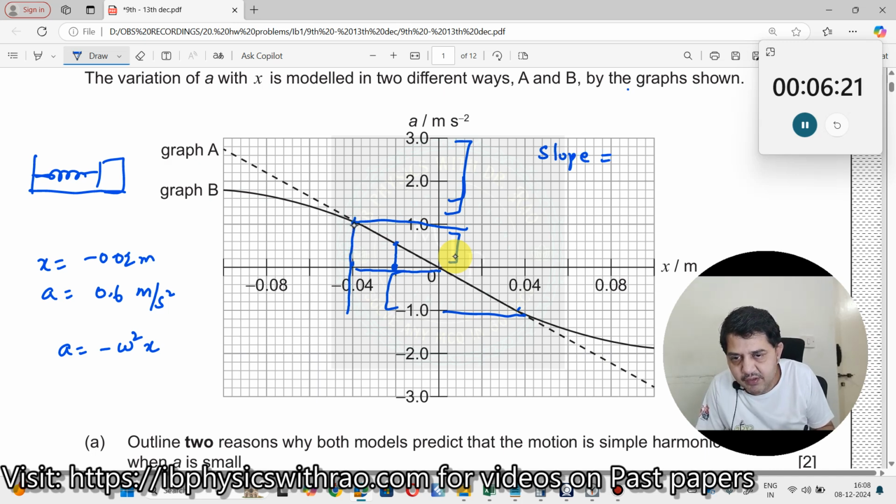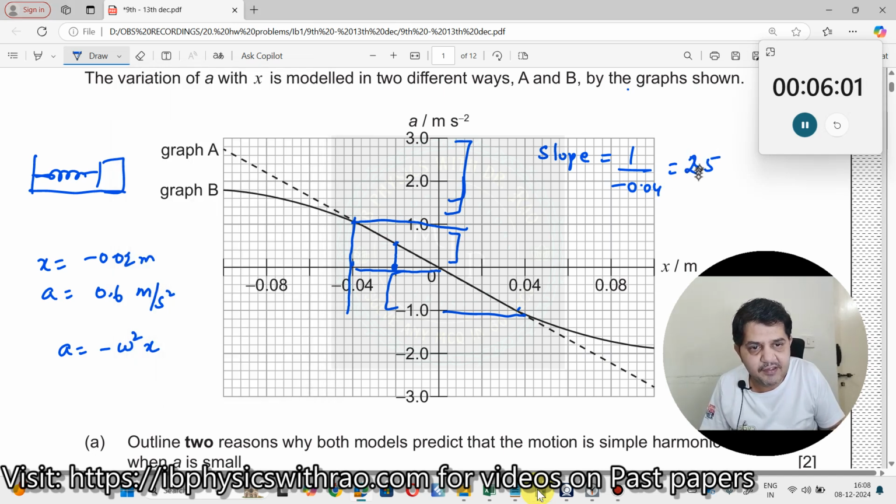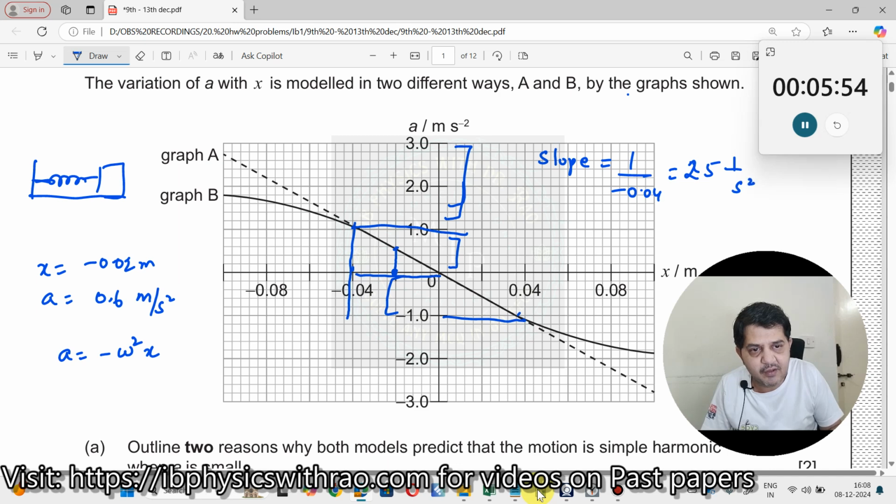This value is equal to 1 divided by, what is this value here? Minus 0.04. When I do this, what is the answer I get? Let us take 1 divided by 0.04, which gives me 25. What about the units? This is acceleration, meter per second square, and this is displacement. So this should be 1 by second square. Now if I take this acceleration by displacement according to the equation, what does this give you?